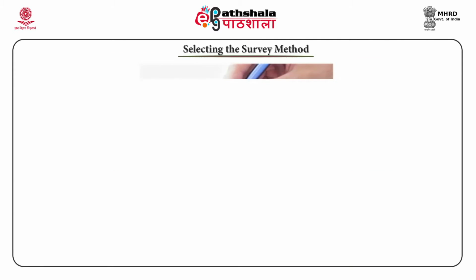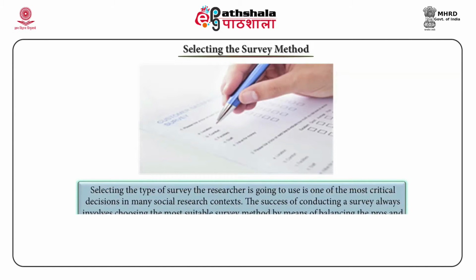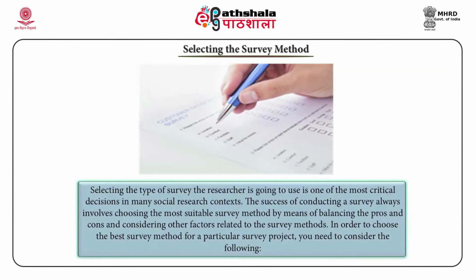Why do we select the survey method? Selecting the type of survey the researcher is going to use is one of the most critical decisions in many social research contexts. The success of conducting a research survey always involves choosing the most suitable survey method by means of balancing the pros and cons and considering other factors related to the survey method.